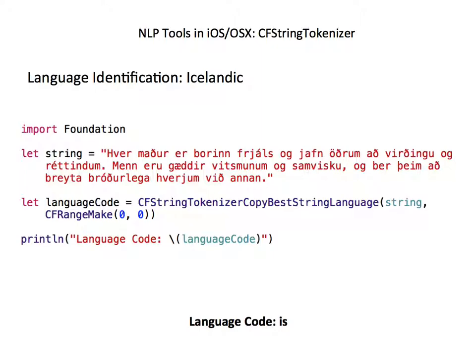So that's CFStringTokenizer. There's another option for doing more advanced processing on tokens, such as part-of-speech tagging and named entity recognition. That's NSLinguisticTagger, and it will be covered in a separate video.